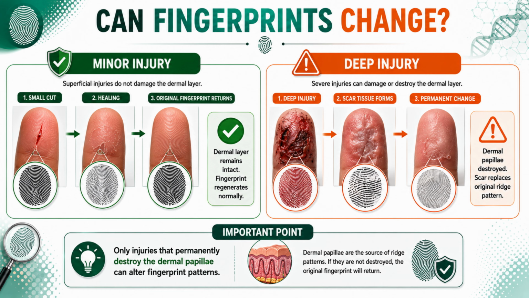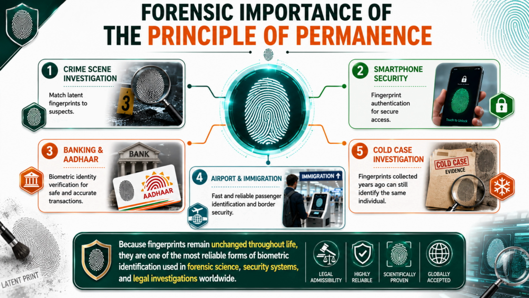Even if part of the fingerprint is permanently scarred, the remaining ridge characteristics, along with the scar pattern itself, often provide enough information for identification. Therefore, intentionally damaging fingerprints is rarely an effective method of avoiding forensic detection.